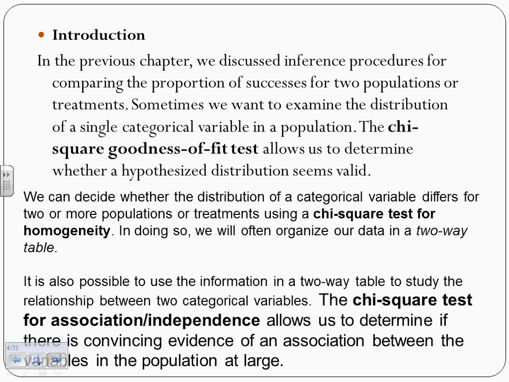Homogeneous is how similar things are, basically how close together they are. In doing so, we will often organize our data into a 2-way table. It is also possible to use the information in a 2-way table to study the relationship between 2 categorical variables. This is going to be the chi-square test for association or independence, which we will get to, like I said.